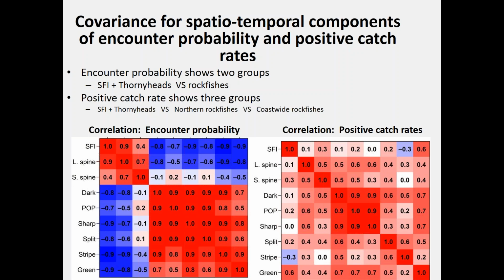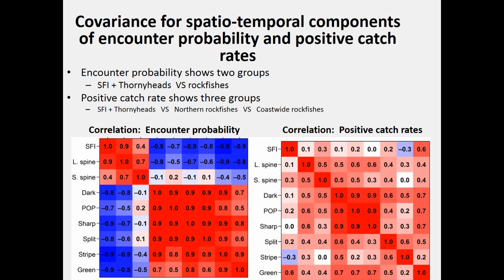And so the correlation matrix for encounter probability shows that the structure forming invertebrates, long spine and short spine all kind of positively covary, and they're negatively covariant with the other species. So if you think about this as ordination, there's sort of a block of these Sebastolobus species and structure forming invertebrates that sort out. And then if you look at the correlation for positive catch rates, the dark blotched POP and sharpshin, the northern species, all kind of have this block that's highly correlated.